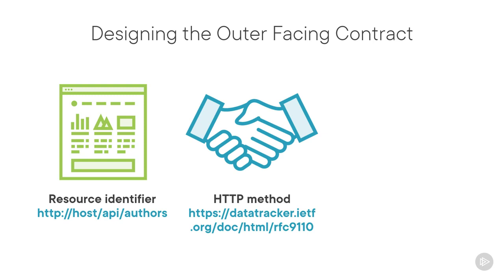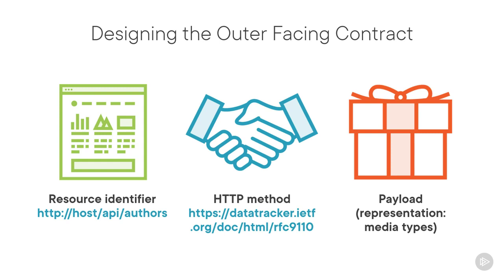Third is the optional payload. For example, when creating a resource, the HTTP request will have to contain a representation of the resource you want to create. When getting a resource, the HTTP response will contain a resource representation in its response body. The format of those representations is what media types are used for, like application JSON. We'll dive a bit deeper into that subject once we're covering content negotiation later on in this module.